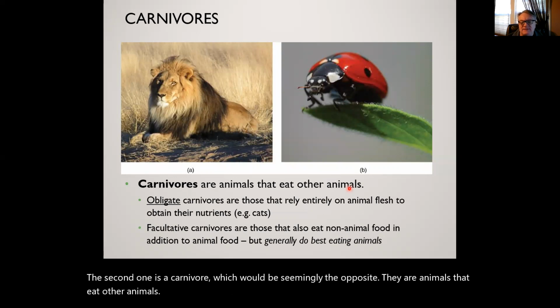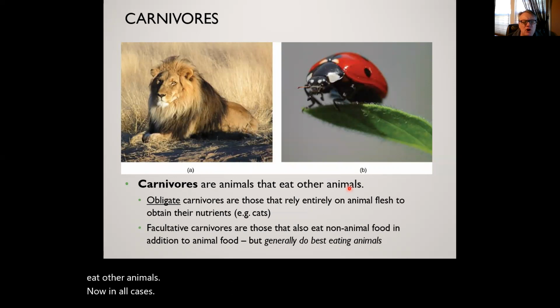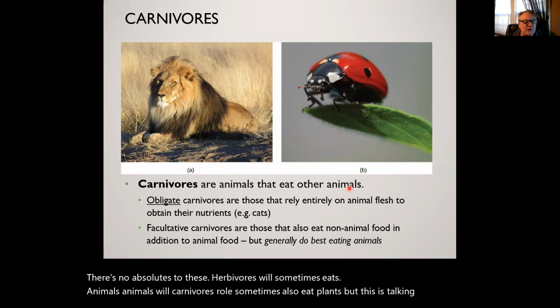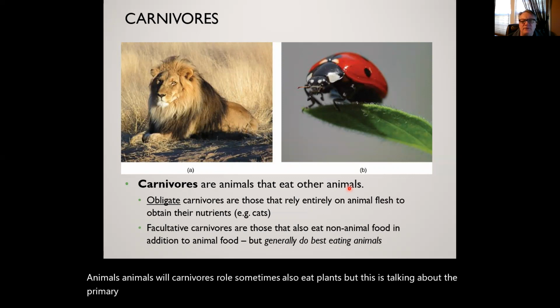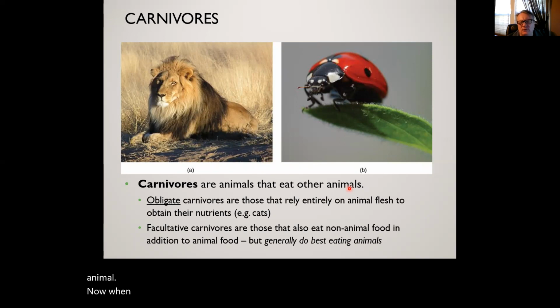Now, in all cases, there's no absolutes to these. Herbivores will sometimes eat animals, and carnivores will sometimes also eat plants. But this is talking about the primary reliance of a particular type of food source to provide the essential nutrients for that animal.